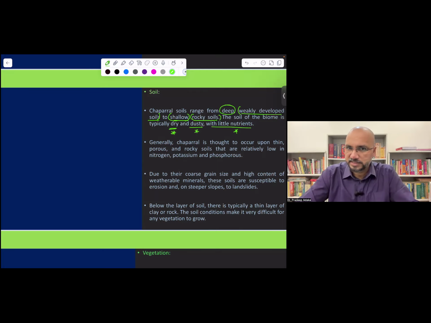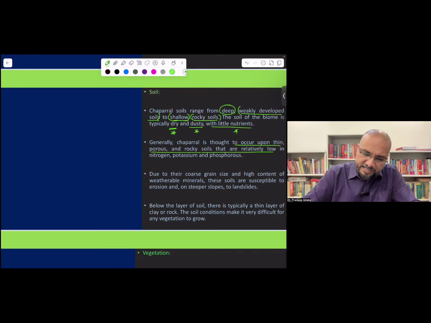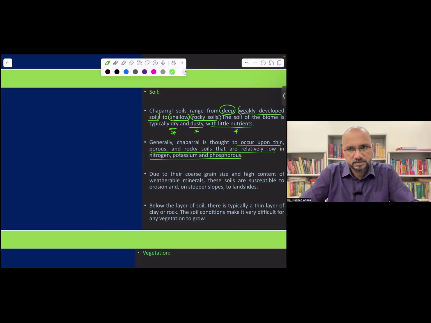Now it is very different from your temperate grasslands. You see the contrast. Generally chaparral is thought to occur upon thin, porous, and rocky soils that are relatively low in nitrogen, potassium, and phosphorus. So the soils are very poor in nutrients, dusty, dry soils, and there is a lot of variation in the depth of the soil. You can see deep soils in some areas, in other areas it is very shallow or rocky.